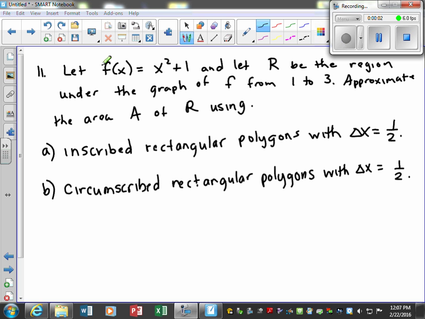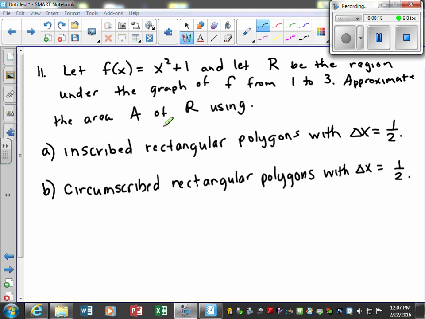Okay, so let f of x equals x squared plus 1. If you want to sketch this in your graphing calculator or whatever, it helps with a precise graph. Let R be the region under the graph from 1 to 3. This is your a and your b.